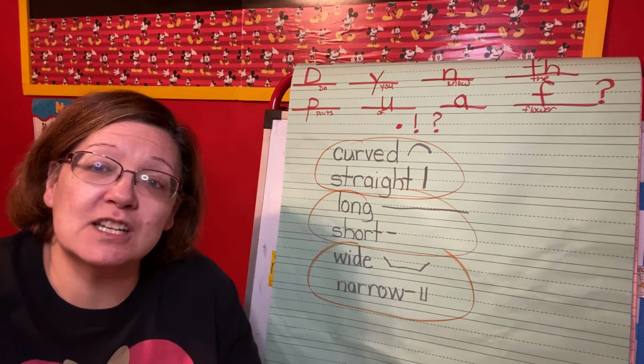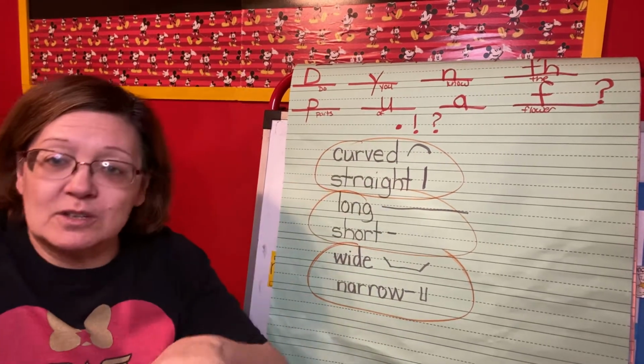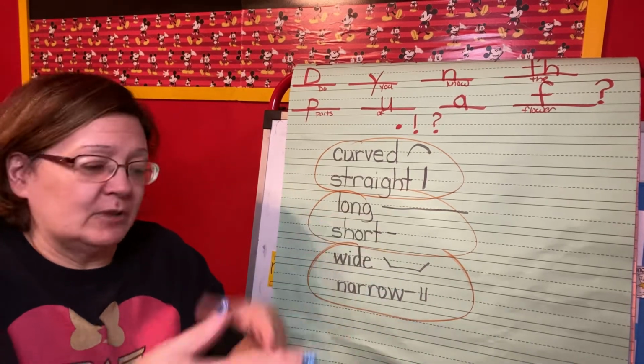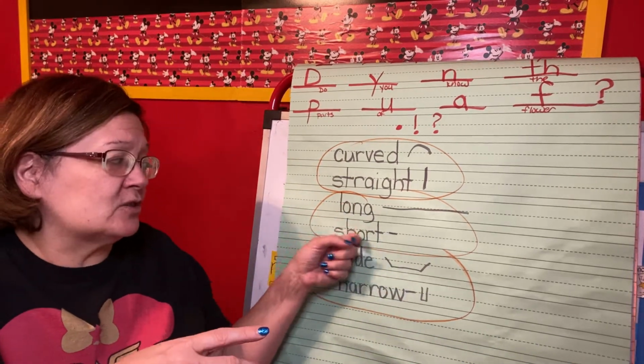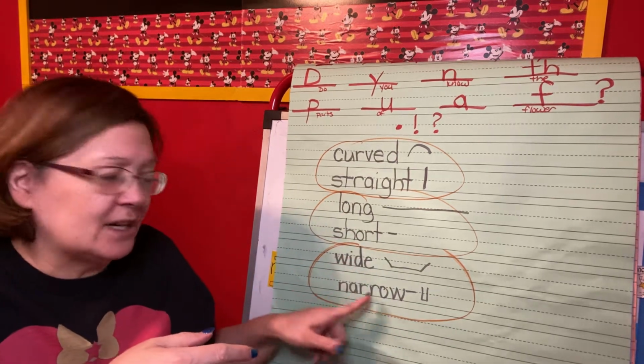Now, first, you're just going to use two categories at a time, families, and sort them all into curved or straight. And then put them back together and then sort them into long or short. Put them back together and then sort them into wide or narrow.